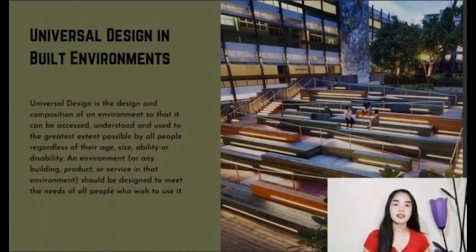So I will be discussing universal design in built environments. Universal design is the design and composition of an environment so that it can be accessed, understood, and used to the greatest extent possible by all people, regardless of their age, size, ability, or disability. An environment or any building, product, or service in that environment should be designed to meet the needs of all people who wish to use it.